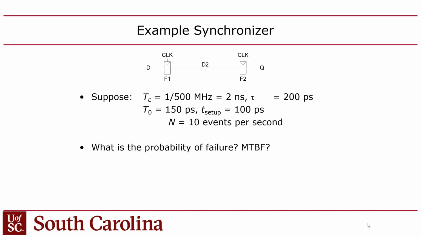Okay, so here's an example. Suppose TC is a 500 megahertz clock, that's 2 nanoseconds. So, about 10 times faster than the one that we're using. Let's say tau is 200 picoseconds. Why is it in seconds? Well, that's the parameter, the units of tau are seconds. It's basically the average time it takes to get out of metastability on an exponential distribution. It's the mean of the exponential.